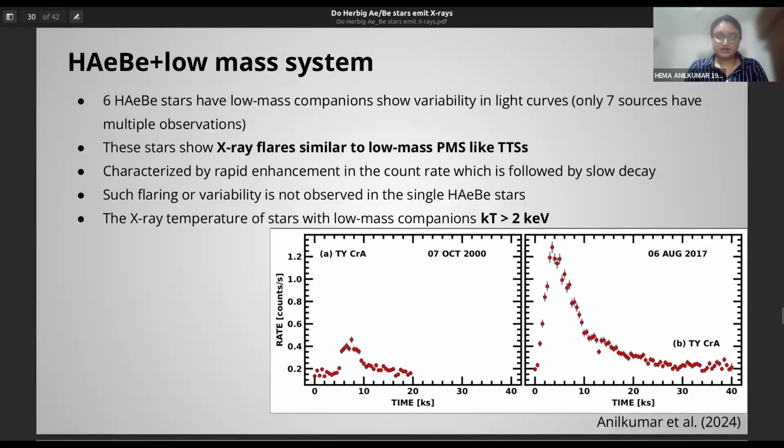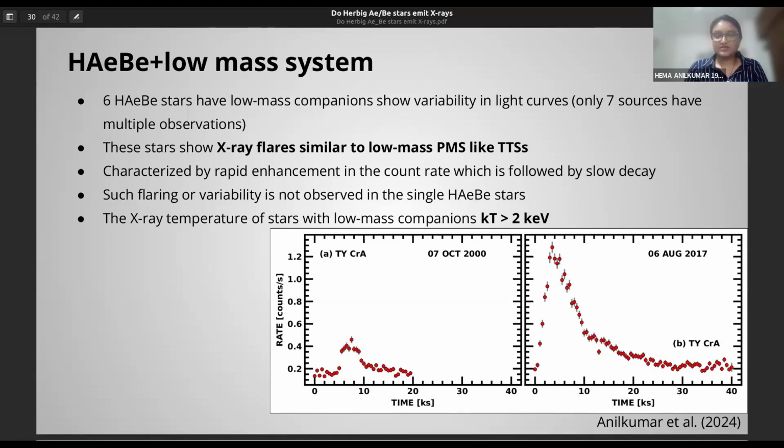So the next type of system that we saw was Herbig Ae stars with low mass companions. We found 6 such stars in our sample, and these stars had multi-epoch data, so we performed light curve analysis of these. We saw that all of these stars which had low mass companions showed flaring or variability in their X-ray light curves. And the shape of this X-ray light curve was very similar to what we see in low mass stars, which is rapid enhancement in the count rate followed by a slow decay.